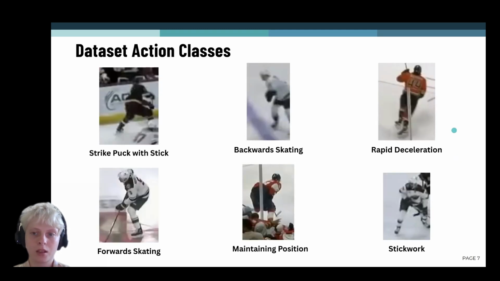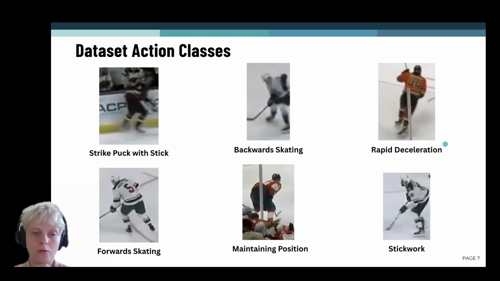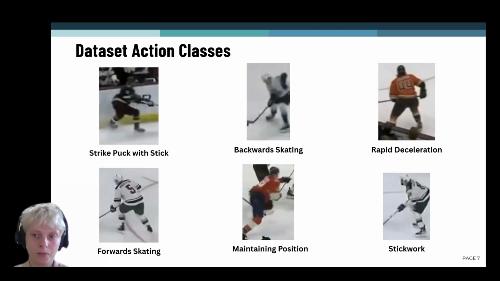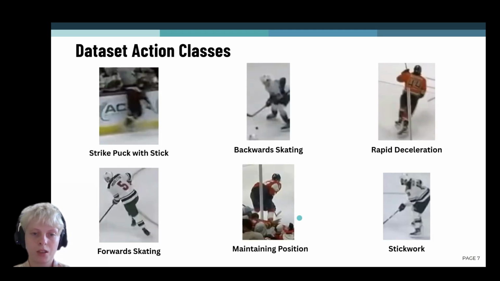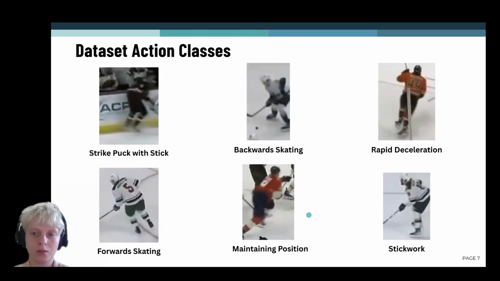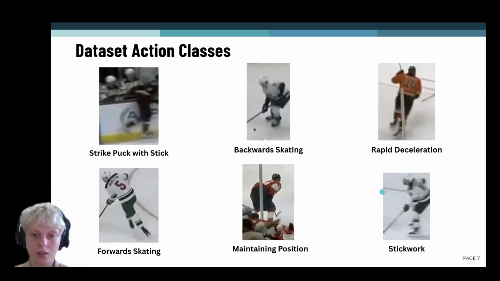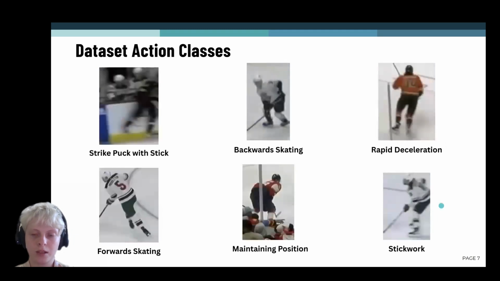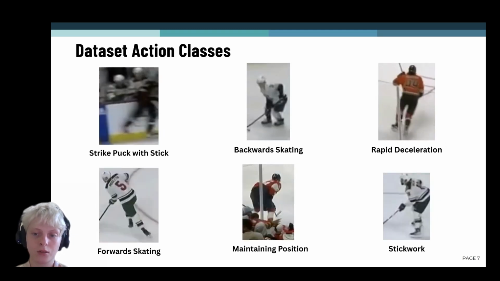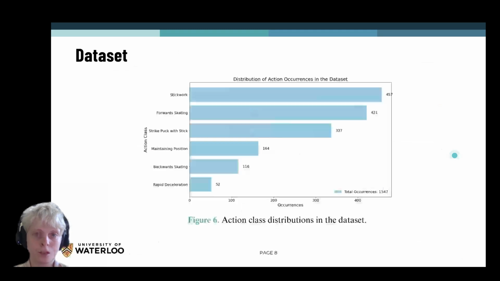Rapid deceleration, the player abruptly slows down, often to change direction or avoid contact. Maintaining position, the player remains largely stationary, often reading the play or screening the goalie. In stick work, the player demonstrates intricate stick handling to retain or regain control of the puck. So, as shown in Figure 6, actions like forward skating and stick work appear significantly more frequently than others, such as rapid deceleration or backward skating, leading to class imbalance in the dataset.